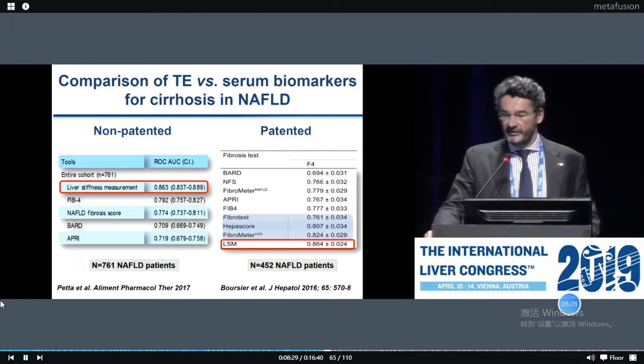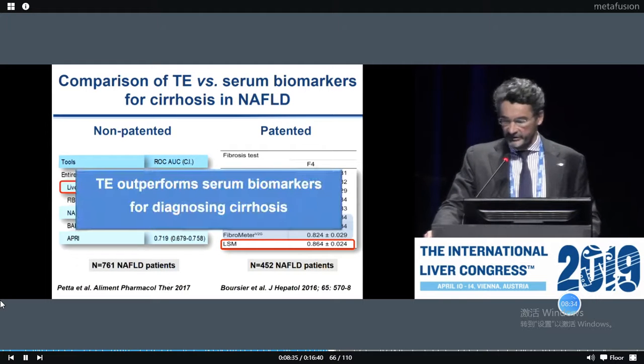How does it compare with serum biomarker? Again, we don't have many studies, but two independent studies from France and Italy, and the message is transient elastography outperforms serum biomarker for diagnosing cirrhosis.